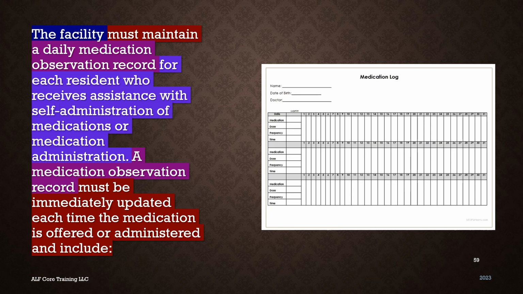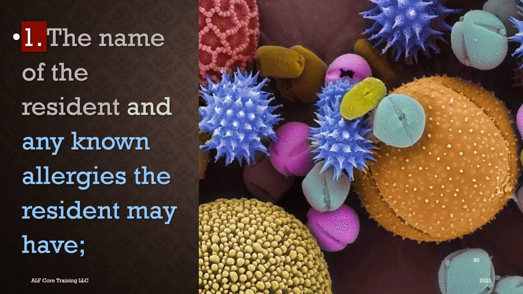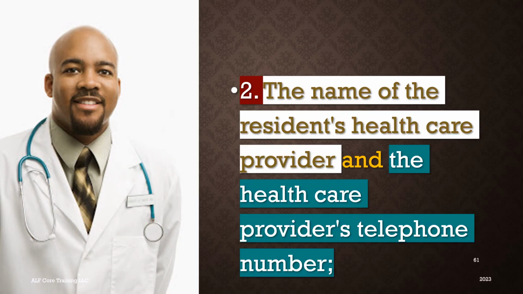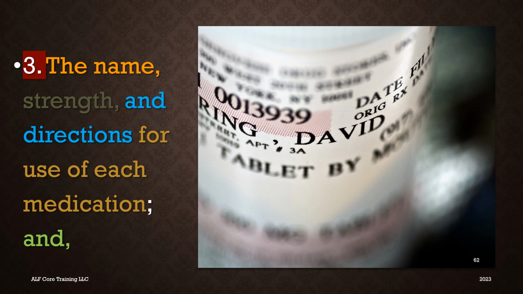The facility must maintain a daily medication observation record for each resident who receives assistance with self-administration of medications or medication administration. A medication observation record must be immediately updated each time the medication is offered or administered and include: 1. The name of the resident and any known allergies the resident may have. 2. The name of the resident's healthcare provider and the healthcare provider's telephone number. 3. The name, strength, and directions for use of each medication.